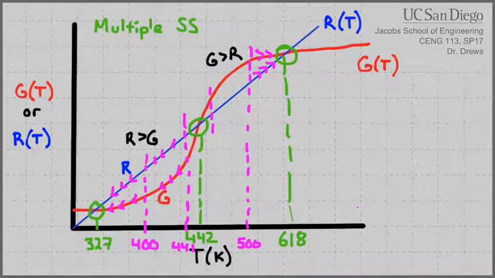It's the same thing, right? Even if I'm at 443, G is still greater than R. Maybe it's not greater by as much as it was at 500, but it's still greater, which means the temperature is going to go up. What's that mean about the temperature in the middle, 442? It's what?